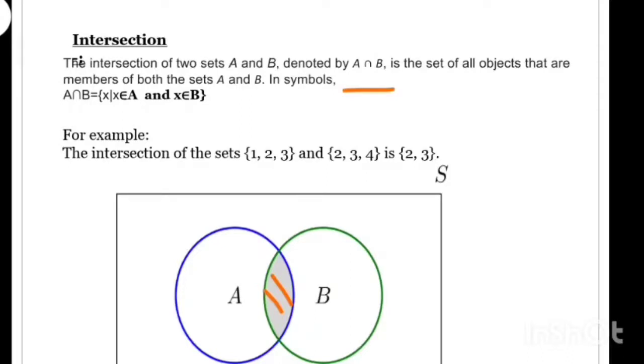For example, the set 1, 2, 3 and the set 2, 3, 4. If we take the intersection of these two sets, the elements that are both in A and in B are 2 and 3. So their intersection is the set which contains the elements 2, 3. This represents the Venn diagram of an intersection of two sets. The shaded region shows the intersection of two sets.